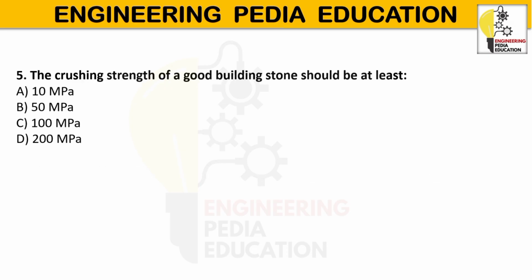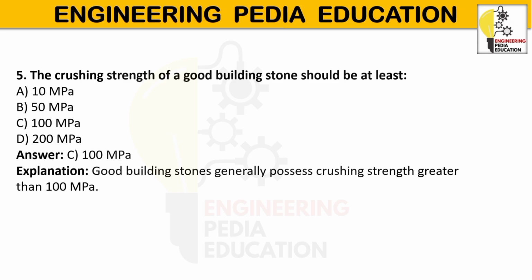The crushing strength of a good building stone should be at least: 10 MPa, 50 MPa, 100 MPa, or 20 to 100 MPa? So the correct answer is 100 MPa. Good building stones generally possess crushing strength greater than 100 MPa.